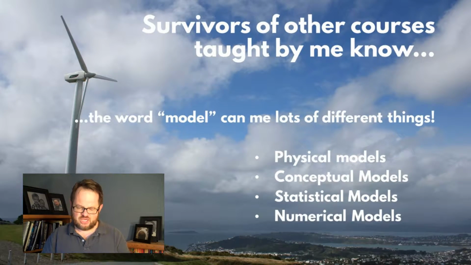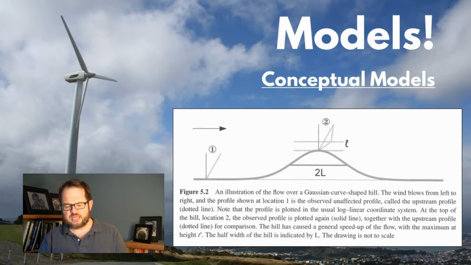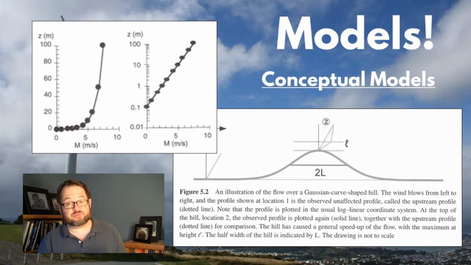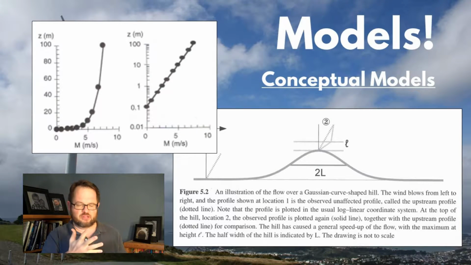Just to give you a couple quick examples here, we've been looking at these conceptual models so far in the class. We built a little conceptual model in the last lecture about how flow would go over a piece of orography like this little hill here. Or we have had simple conceptual models of what the wind profile would look like. This happens to be a log wind profile over here.